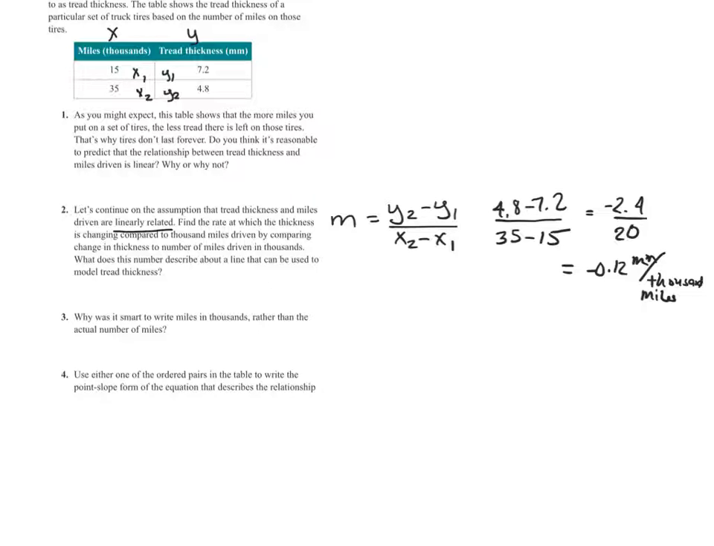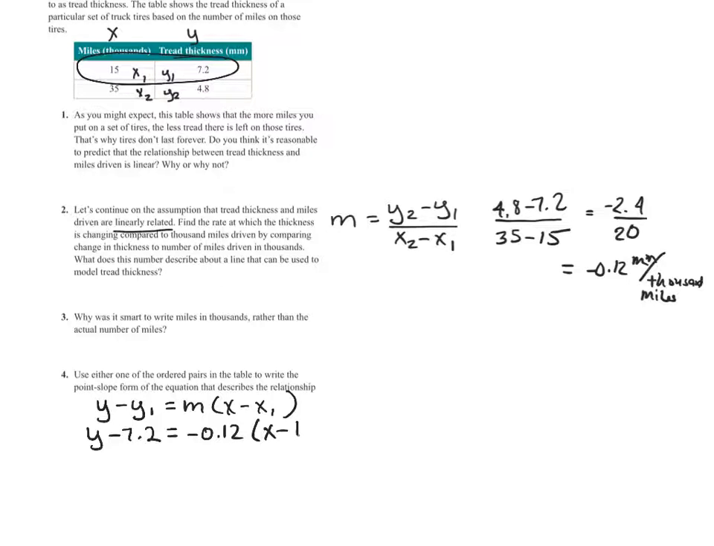And then number 4 says, use either one of the ordered pairs in the table. Let's use this one to write the point-slope form of the equation that describes the relationship. So remember, the point-slope form of a line is y minus y sub 1 equals the slope times x minus x sub 1. So we have y minus 7.2 is equal to negative 0.12 or negative 12 hundredths times x minus 15. And that's really all they wanted there.